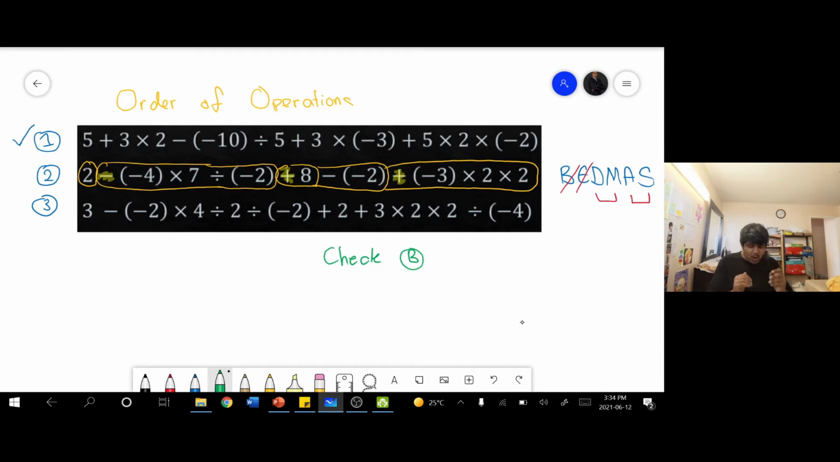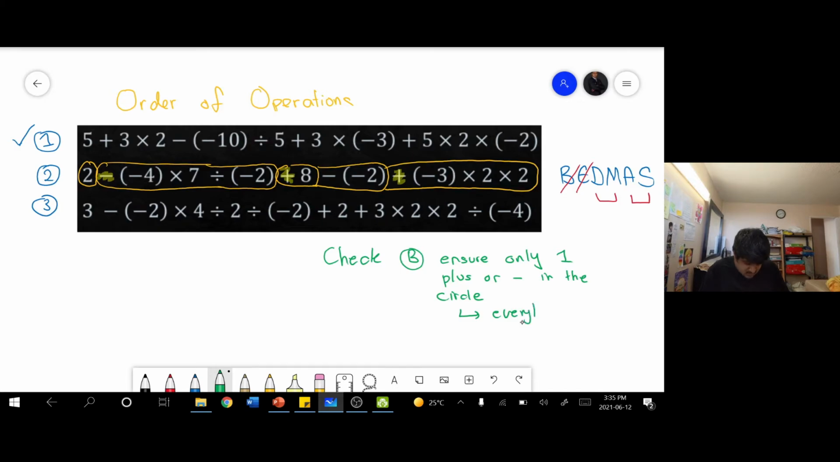So check all your circles and ensure that there is only one plus or minus in the circle, right? So basically everything else should be a multiply sign or a divide sign, right? And negatives are okay. So if it's for example like times negative 3, stuff like this doesn't count. Stuff like this is perfectly fine.